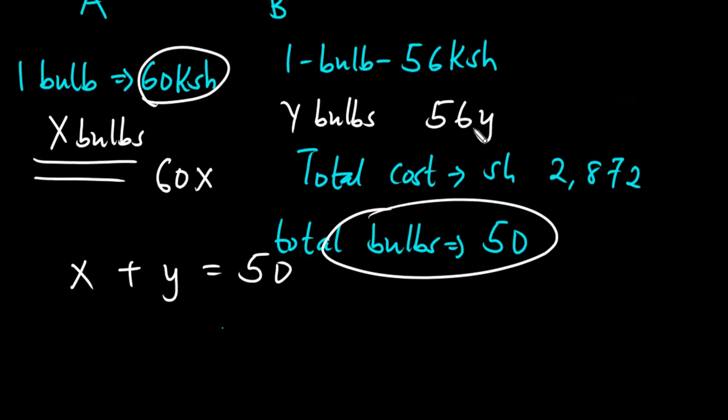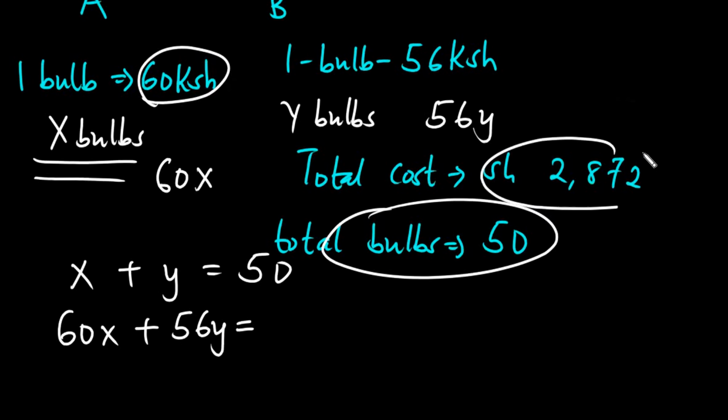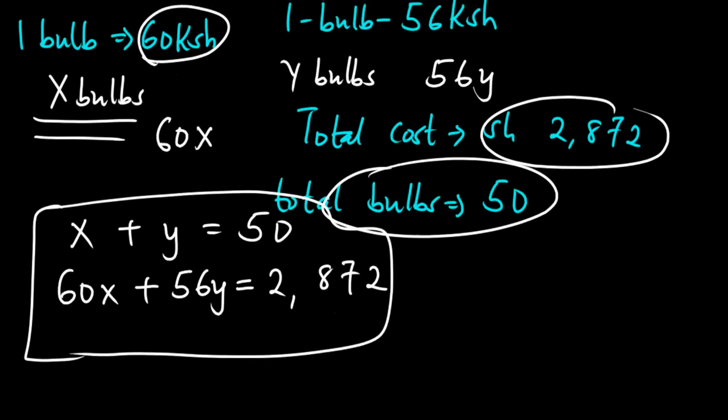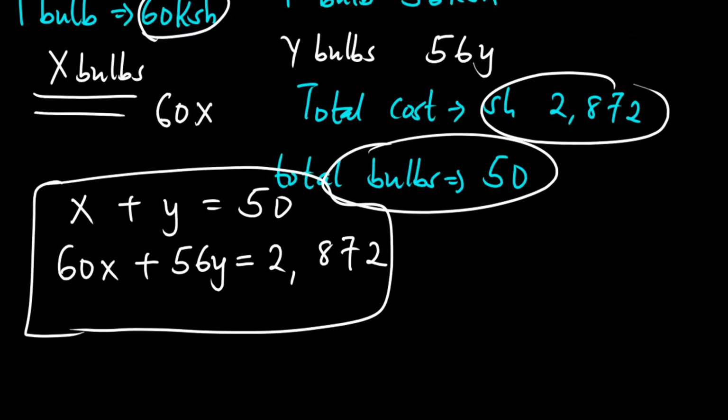So we can also come up with an equation with that information: the total cost for type A plus the cost of type B is equal to the total cost, which is 2,872. So you can see that we have a set of simultaneous equations that we can solve for the values of X and Y. Remember, we are told to find the number of bulbs of type A, so that means finding the value of X.